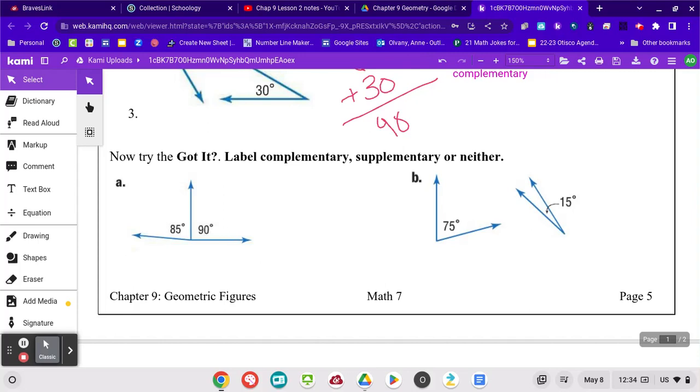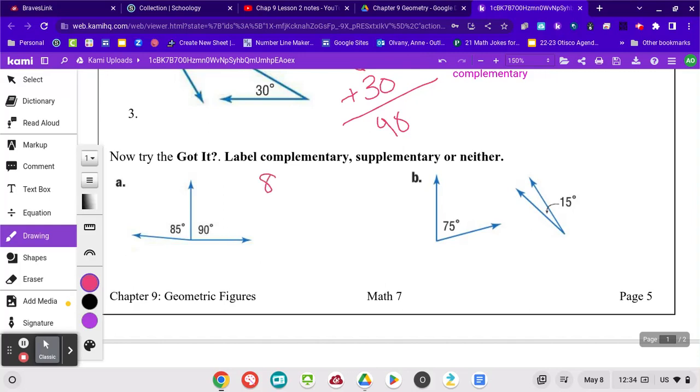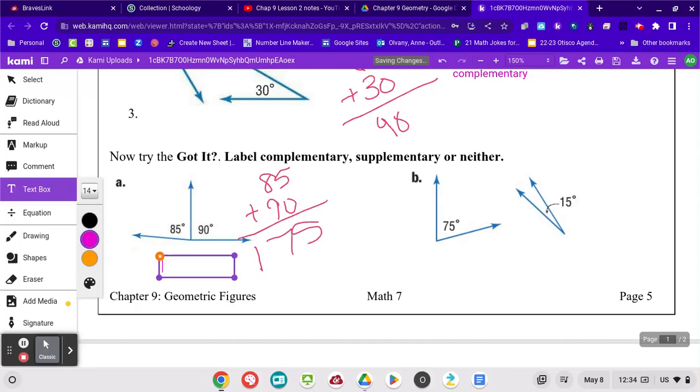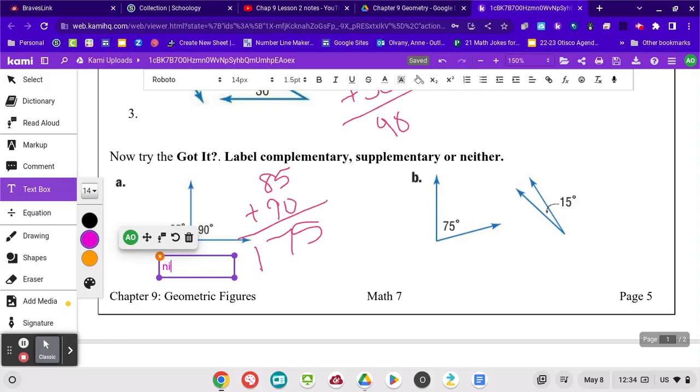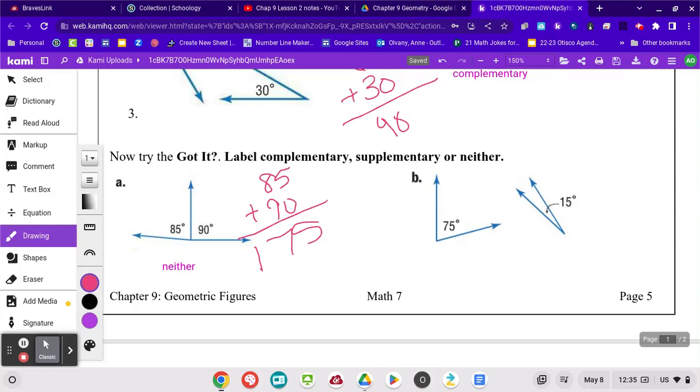Because I'm going to add 85 plus 90. See what I get. I get 175. So this example is actually neither of them. It's not complementary or supplementary. It's neither. And let's come over here and add these.